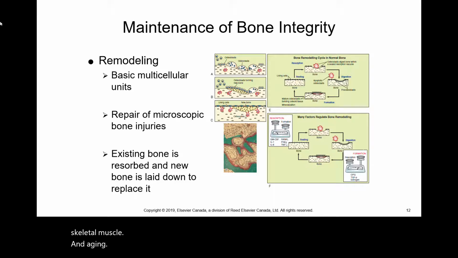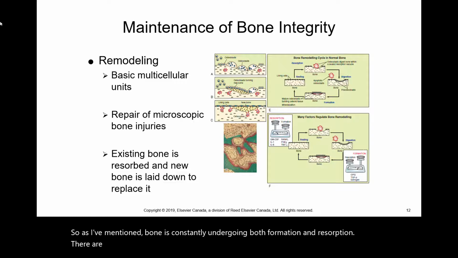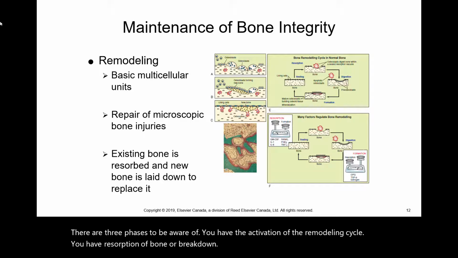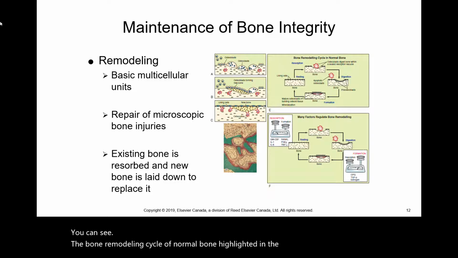So, as I've mentioned, bone is constantly undergoing both formation and resorption. There are three phases to be aware of. You have the activation of the remodeling cycle, you have resorption of bone or breakdown, and then new bone is also formed to replace it. You can see the bone remodeling cycle of normal bone highlighted in the far right of your screen.